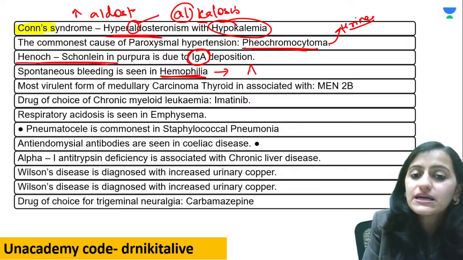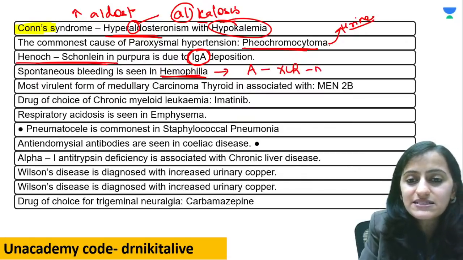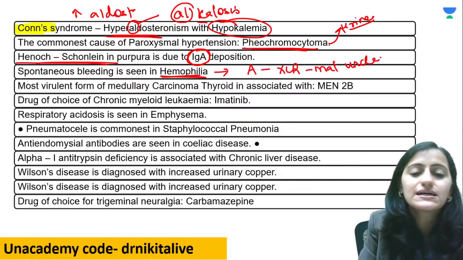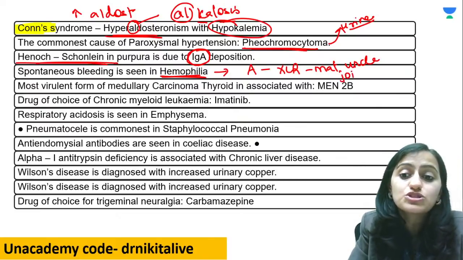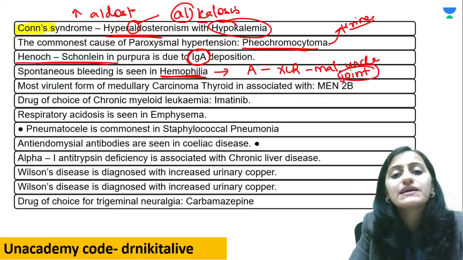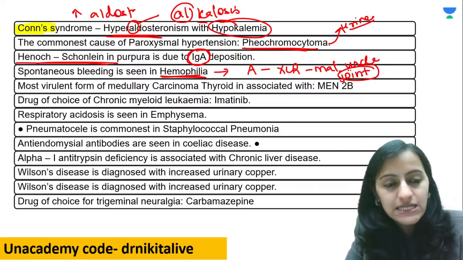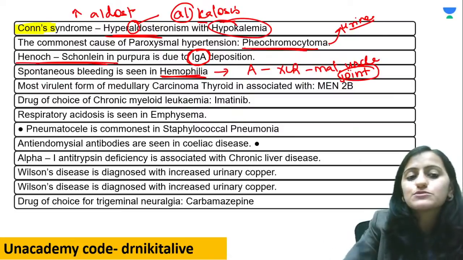Hemophilia history. Hemophilia A, X-linked recessive. So you'll get a history that maternal uncle has a disease. In the patient, we see bleeding into the joint. Remember, hemophilia is hemarthrosis. Not in the skin, but in the joints is where we see the bleeding.